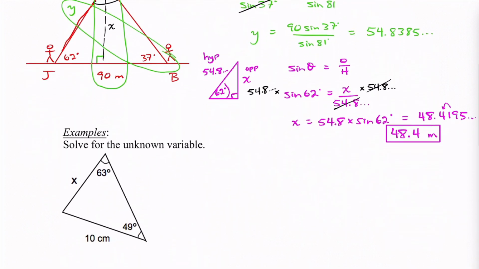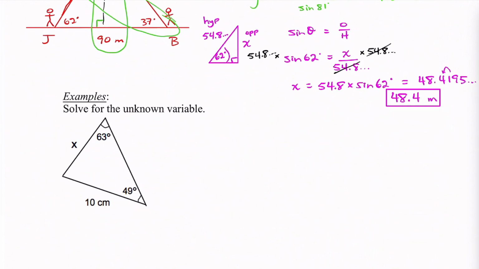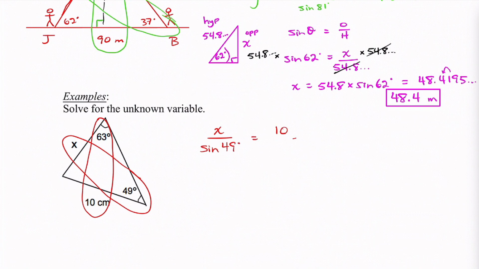Moving to the next one, it says solve for the unknown variable. So we want to find that missing side x there. In this case, I can see here's a matching pair, and here's another matching pair. Whenever we had those opposite matching pairs, that was just our sine law. So x over sine of the angle across from it, 49, equals, and then our other matching pair, that was 10, and it went with sine of 63. So multiply first on both sides by sine of 49. Sine 49 there, sine 49 there, and they cancel out.